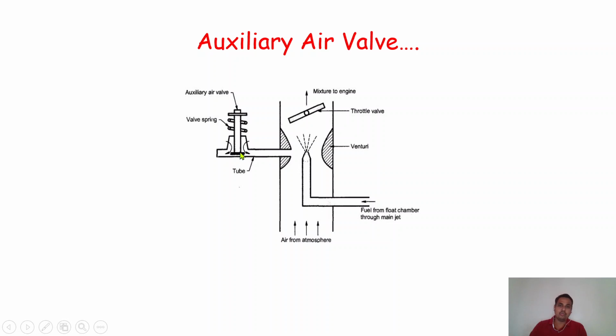Okay, now in this case what happened? There is one tube which is connected to this auxiliary air valve, and this end is open to the atmosphere, through which the required amount of air will come inside the carburetor body. Sometimes, as we already discussed in the working of the simple carburetor, because of carburetor depression, the pressure inside the throat section is less than the pressure inside the float chamber.